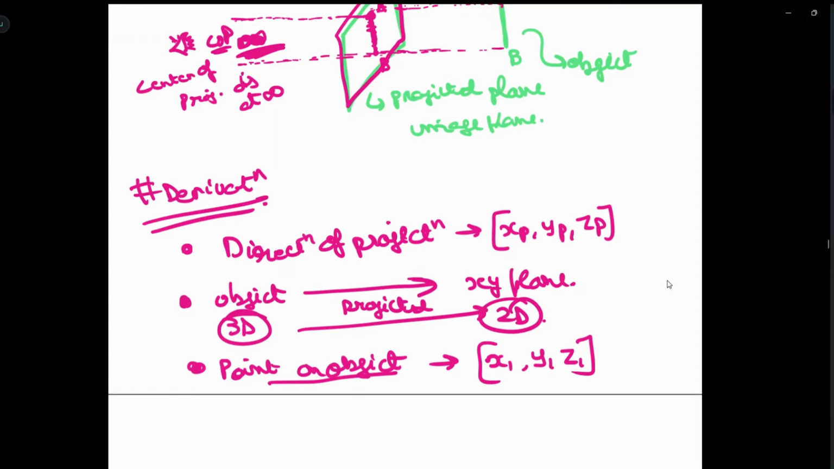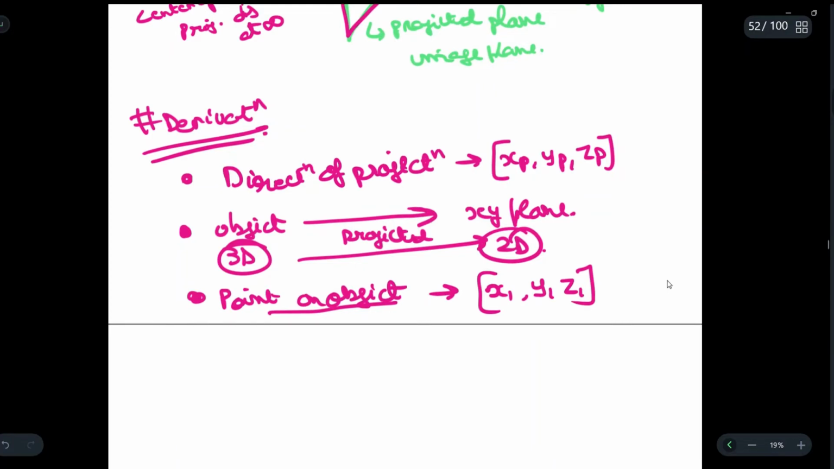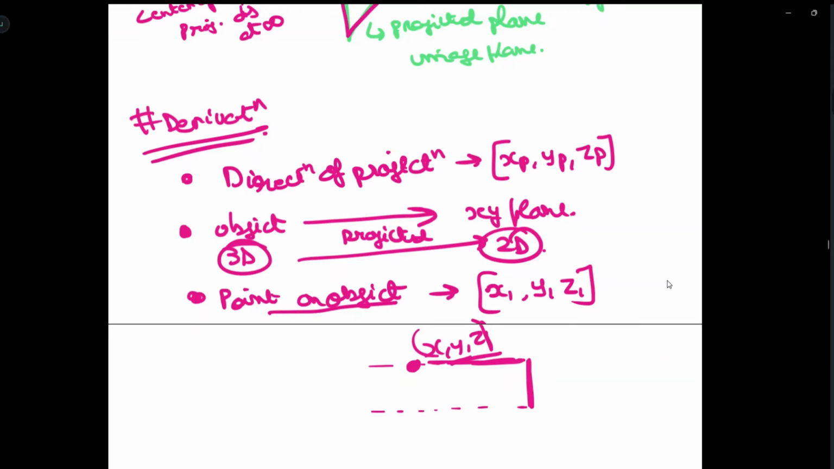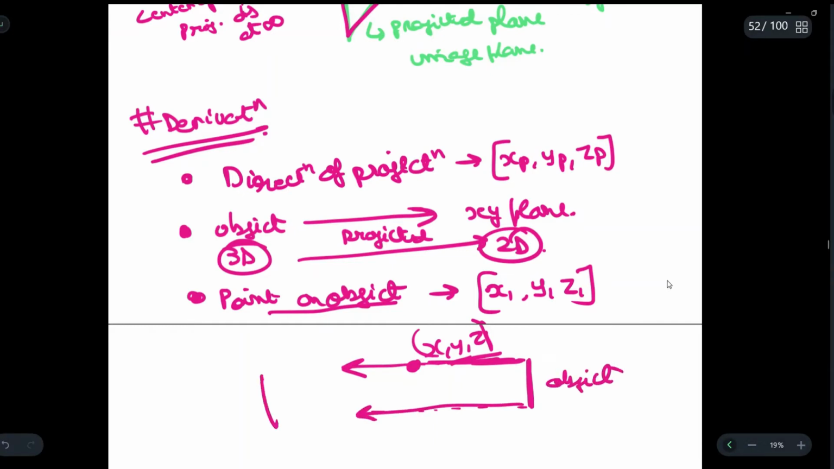Now let us begin by writing the equation of the line passing through the point x, y and z. Suppose this is our object and parallel lines are passing through it. Suppose this is the line of projection and a point on it is given by x, y and z, and it is in the direction of projection. This is the object and here will be the image plane or the projection plane.